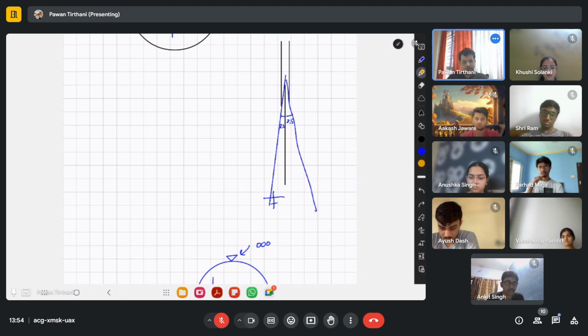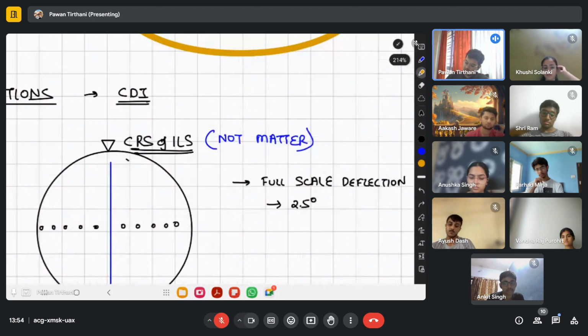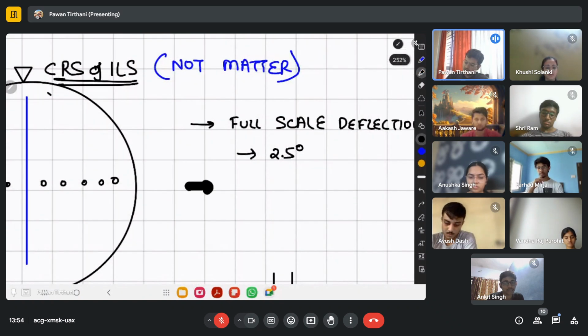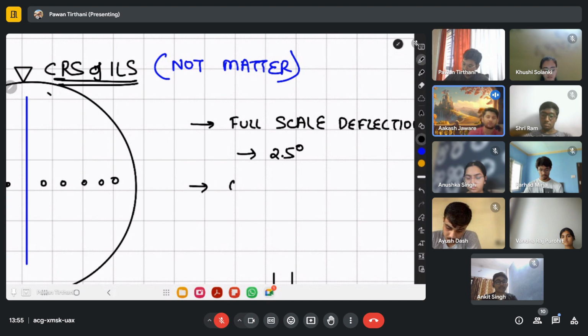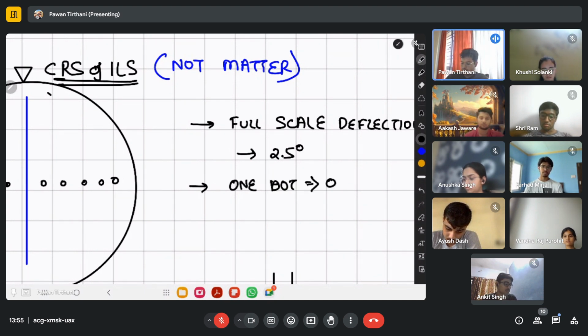Any doubts? So if this full scale deflection is 2.5, how much will 1 dot be? 0.5. 1 dot is 0.5 degrees of deflection. Any doubts? No doubts. This was the working of the localizer. Okay?